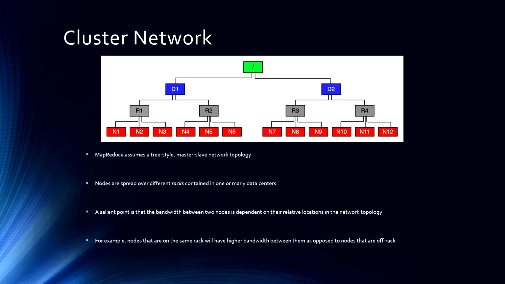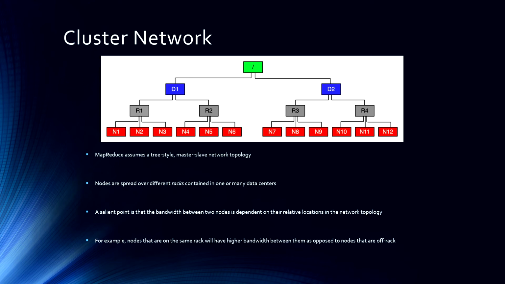So this is also upon us, how do we want to design our system based upon the kind of data we are having, what kind of replication factor do we want to choose. So MapReduce assumes a tree style, a master-slave network topology. So master is controlling all the nodes while the slaves are controlling the data. So nodes are spread over different racks, as we were discussing earlier, contained in one or many data centers. So node 1 could be present over here in Indonesia, while the other node could be in California.